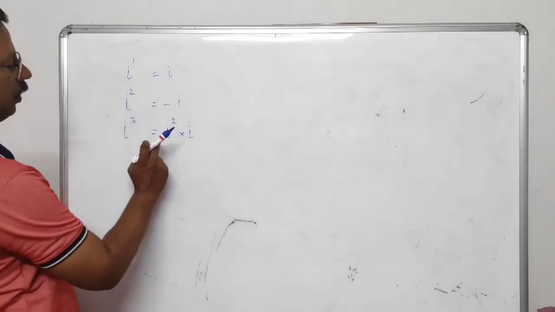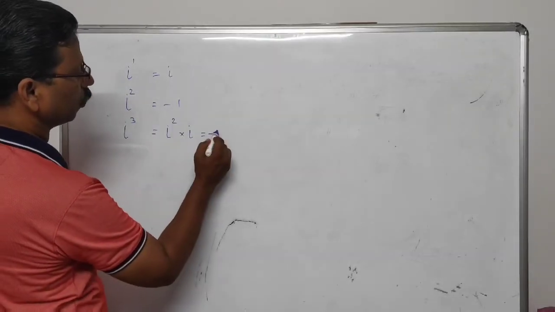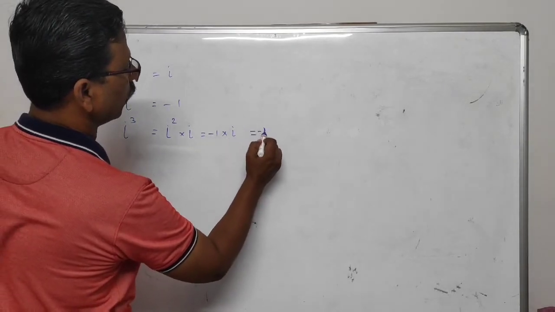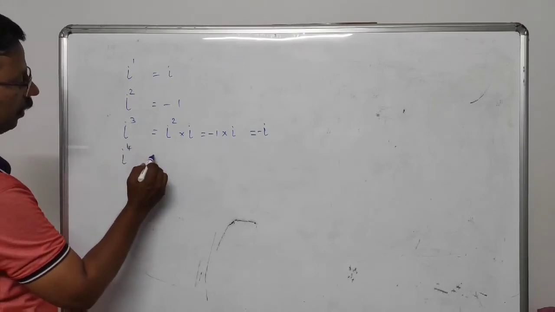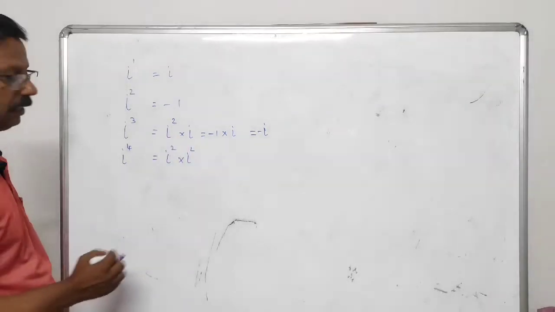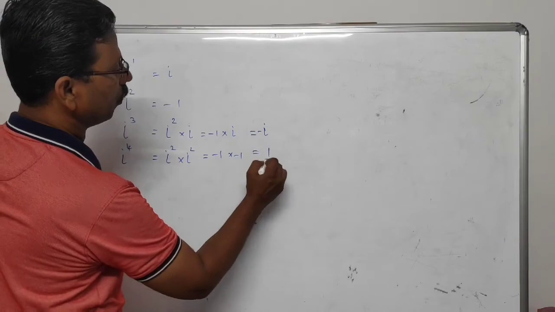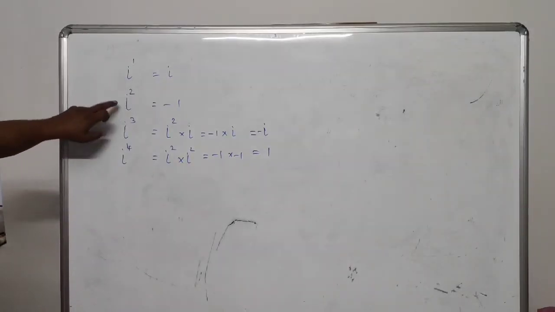Now i cubed is i squared into i, which is equal to minus 1 into i, which is minus i. Now if you want to see i power 4, this is i squared into i squared. The value of i squared is minus 1, so minus 1 into minus 1 is equal to plus 1. Now we have got i power 1, i power 2, i power 3, i power 4.